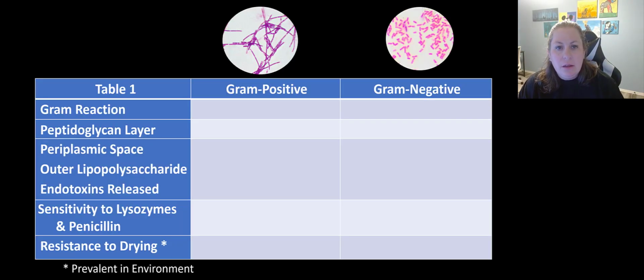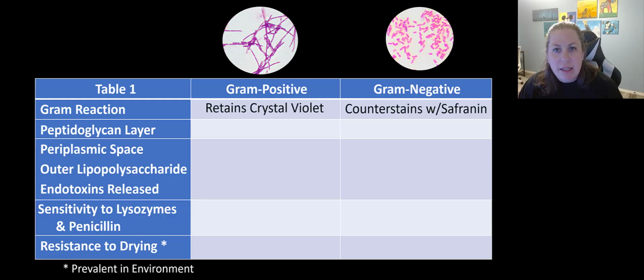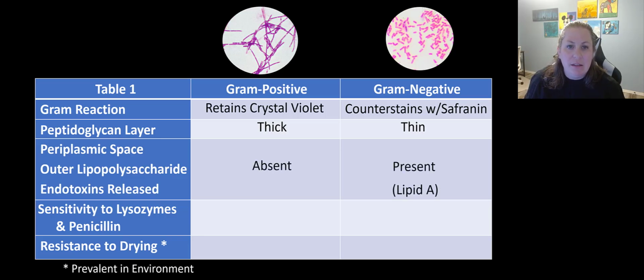All right, so let's do a little comparison here of gram-positive versus gram-negative. Remember with the gram reaction, the gram-positive appears more purple because of the crystal violet, whereas the gram-negative is going to absorb the counterstain, which is the safranin, which gives it a pinkish red color. Peptidoglycan layers in gram-positives are thick. In gram-negatives, they are thin. We do see outer lipopolysaccharides or endotoxins being released. In gram-positive, that's absent, but in gram-negative, it is present.